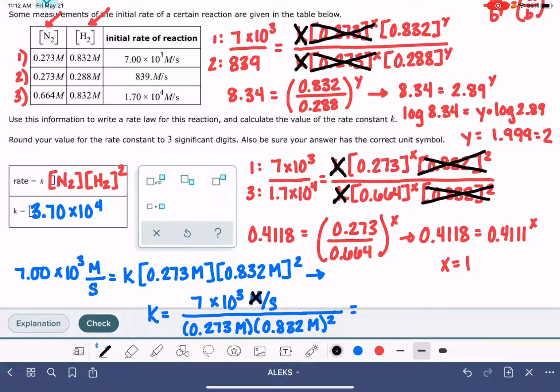We have a molarity divided by a molarity, so we can cancel that out, and that leaves us with 1 over second and 1 over molarity squared. So we would write that as molarity to the -2, and second to the -1. Or you could turn it the other way around, second to the -1, molarity to the -2.